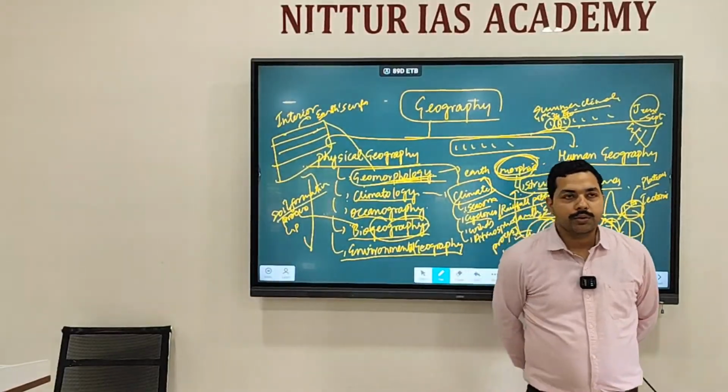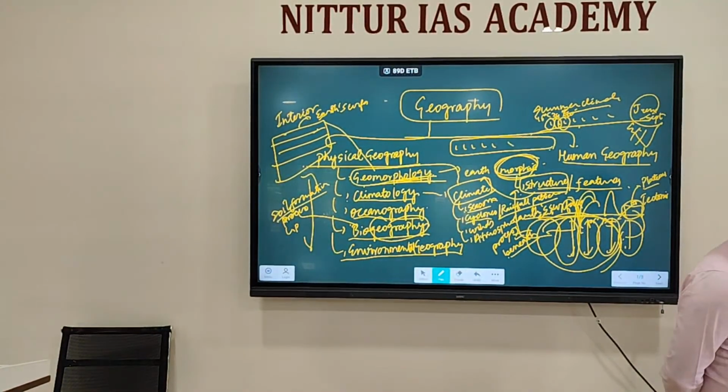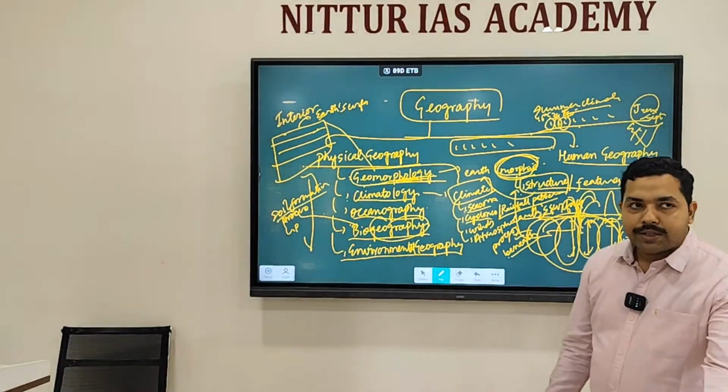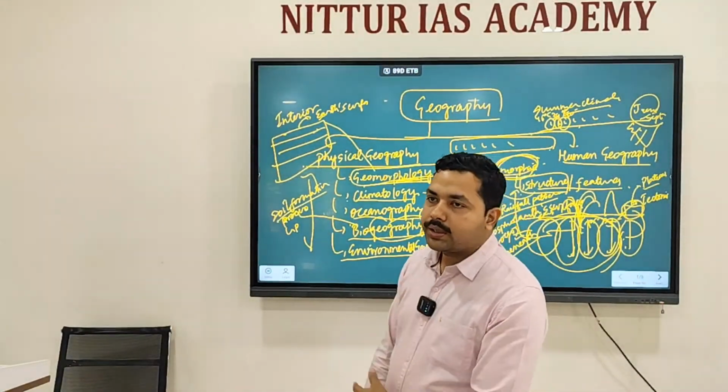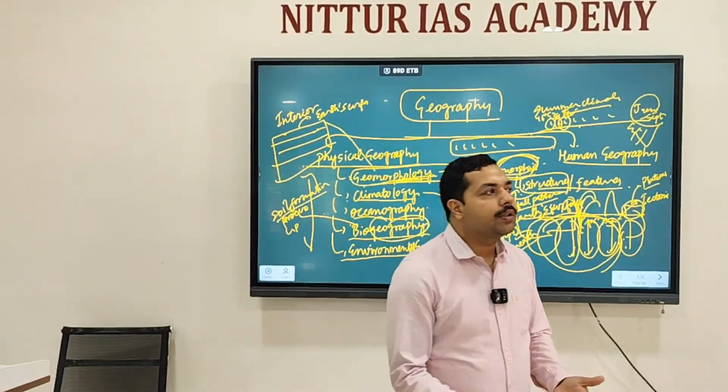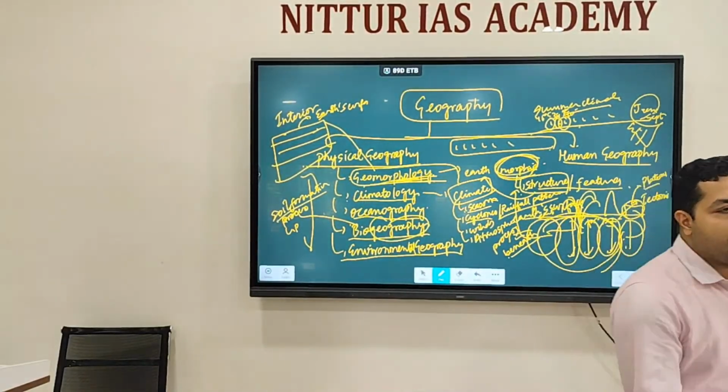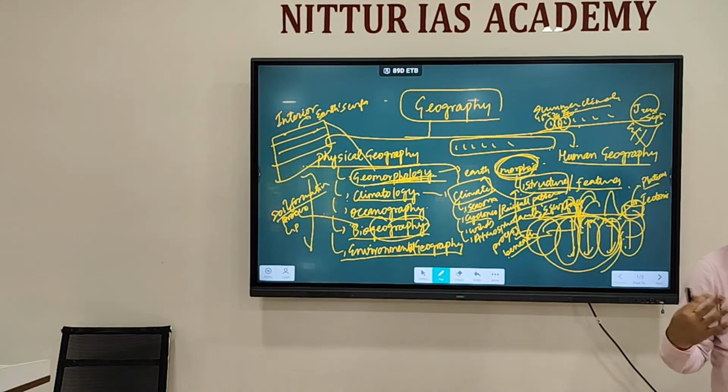environmental geography. What do you study in environmental geography? Whatever deforestation is happening, whatever pollution you are getting, whatever ice cap melting is happening, or whatever changes are happening in climate and weather, those come under nothing but environmental geography.